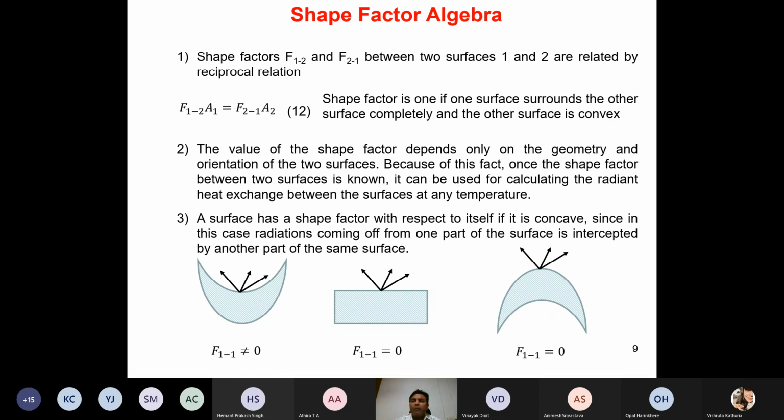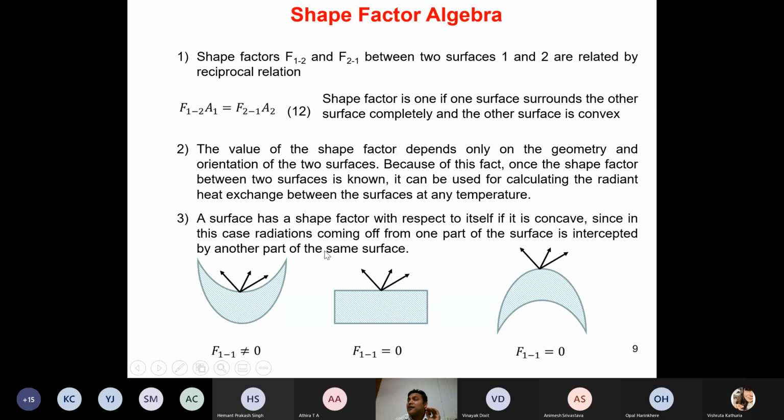The third property is that a surface has a shape factor with respect to itself. What it means is, suppose a surface is concave like this. The radiation emitted somewhere here will be intercepted by another part of this particular surface itself. So the surface can have a shape factor with respect to itself if the surface is concave, since the radiation coming off from one part of the surface is intercepted by another part of the same surface.